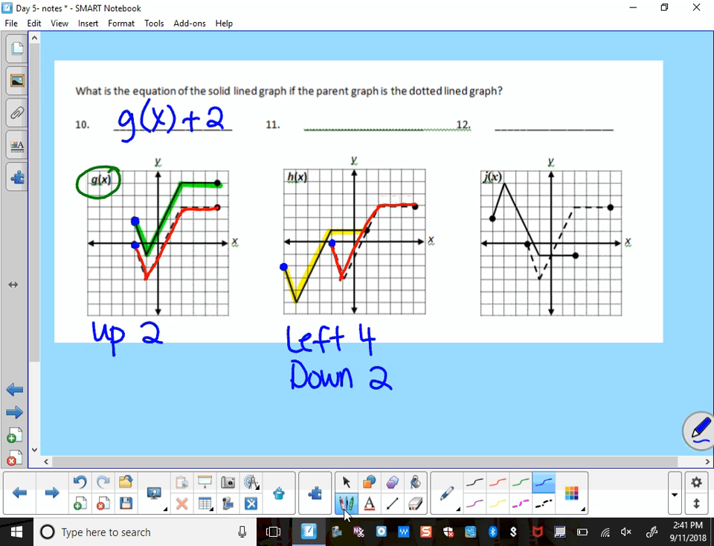My function this time is h of x. Okay? So left 4 is going to be inside the parentheses. So we have h of x plus 4, because we went left 4. And my down 2 goes at the very back, like that.